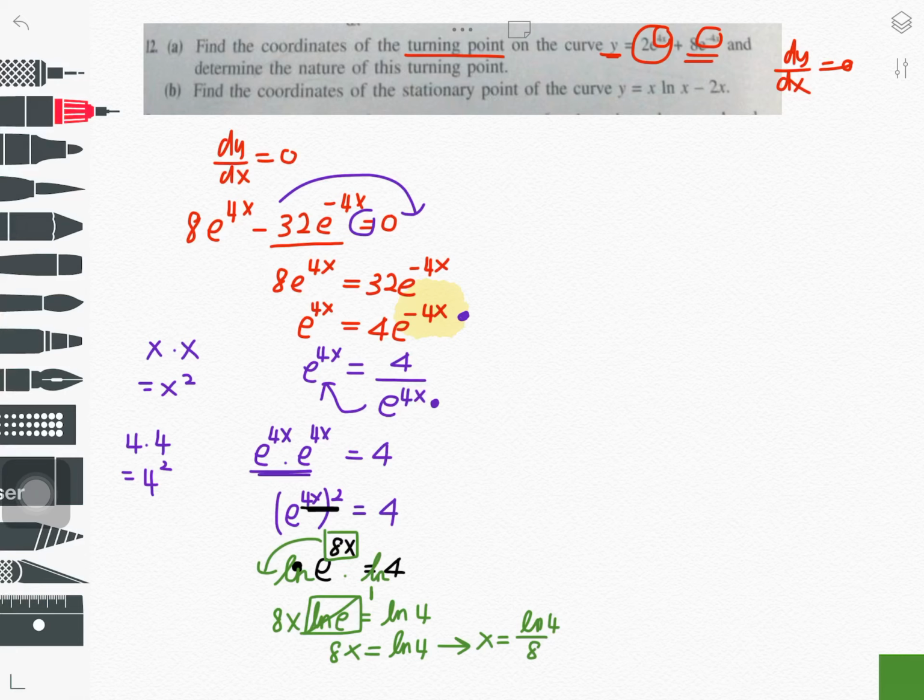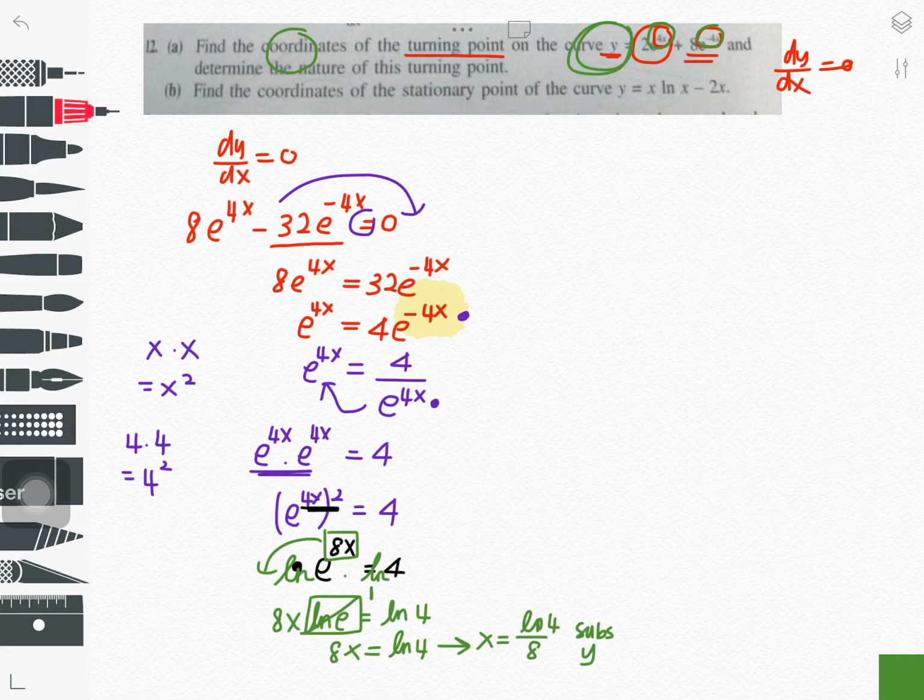Okay, we keep this. I need to find the coordinates. Coordinates means I need to get the x and y. So you take this, you substitute into the y. Where is your y? This one. This is the y. So you go and substitute the x here with ln 4 over 8. Substitute this with negative 4 times ln 4 over 8. So doing that, what will you get? You can use a calculator to solve that. Type as it is. ln 4 divided by 8.